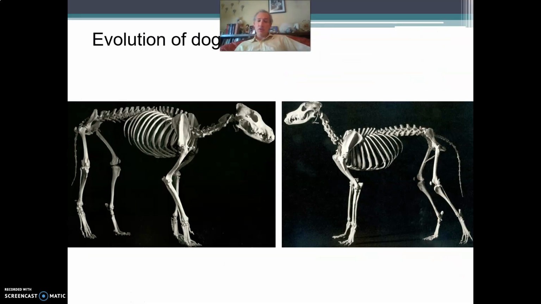Okay, just to show you this, this is the skeleton of a dog and a wolf, and I'm not going to tell you which one. Can you tell which is which? I bet you can't. You've got to really know your canid phylogeny or anatomy incredibly well to tell these apart.